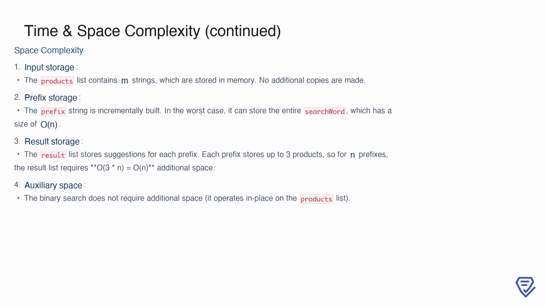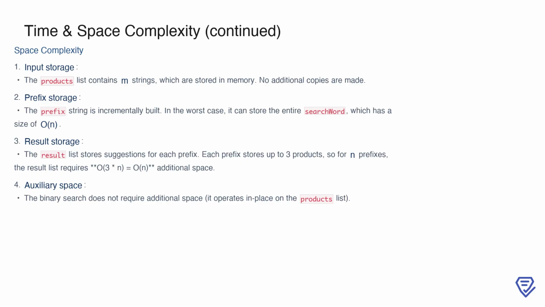Let's now focus on the space complexity of the solution. First, we consider input storage. The products list contains M strings, and since no additional copies are made, the space required for input storage is O(M). Next, the prefix string is built incrementally as we process each character of the search word. In the worst case, the prefix string will store the entire search word, which has a space requirement of O(n).